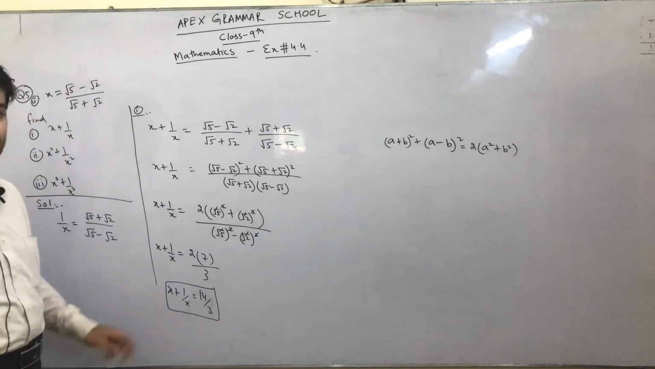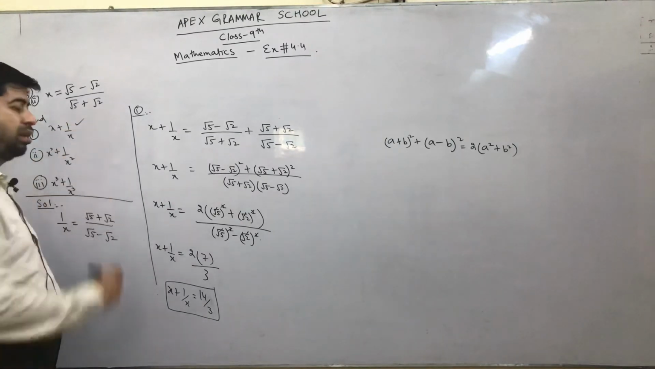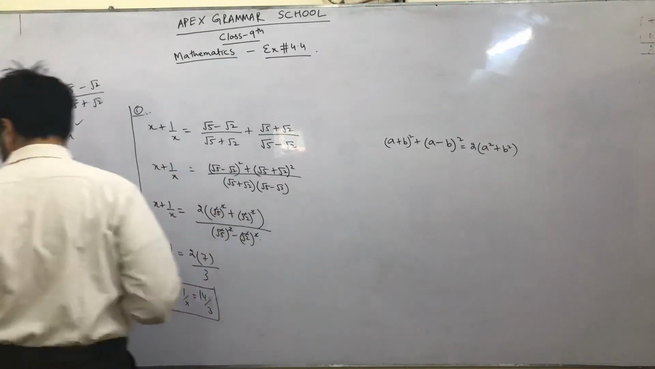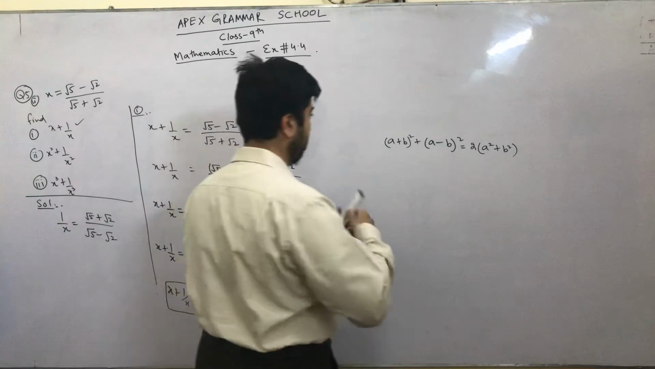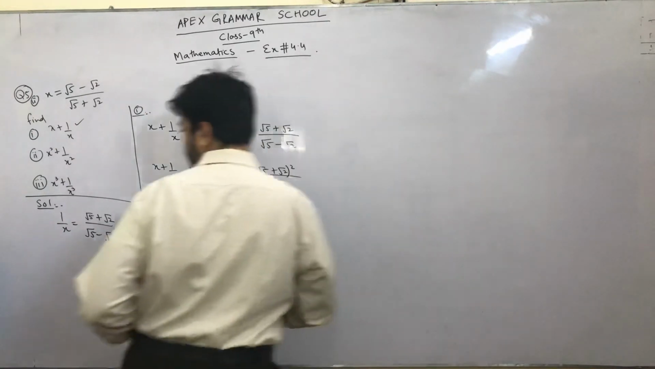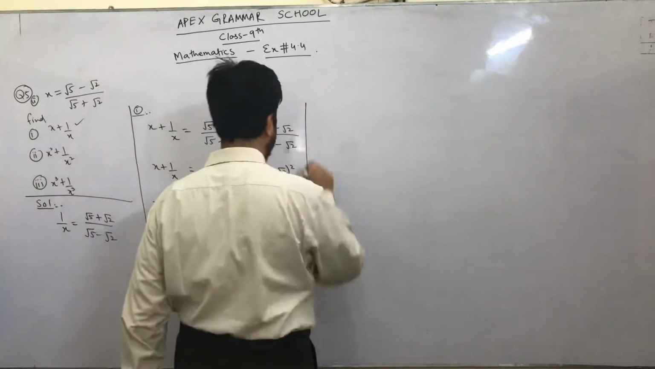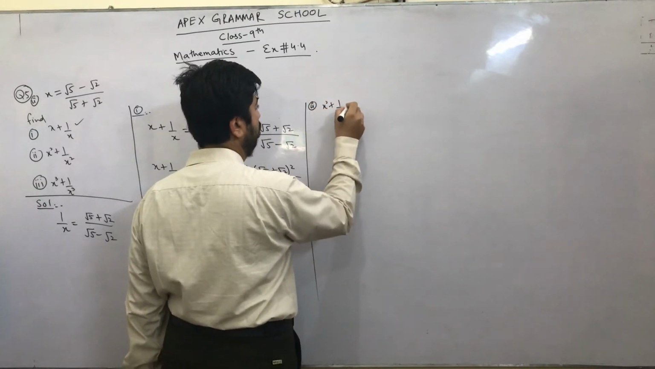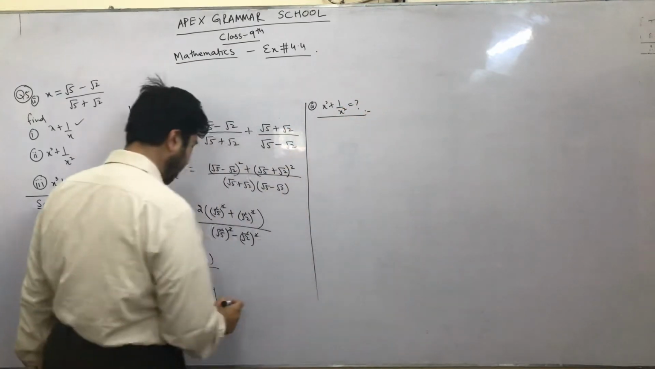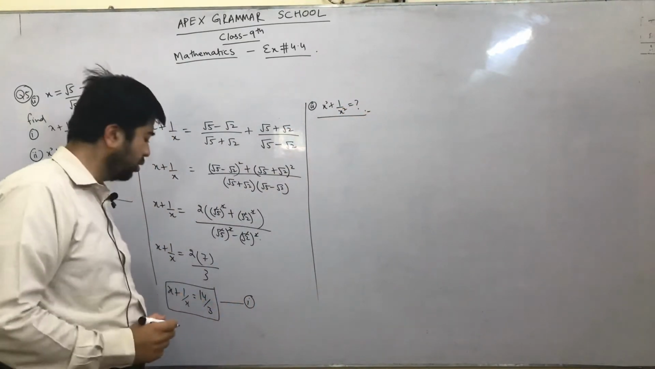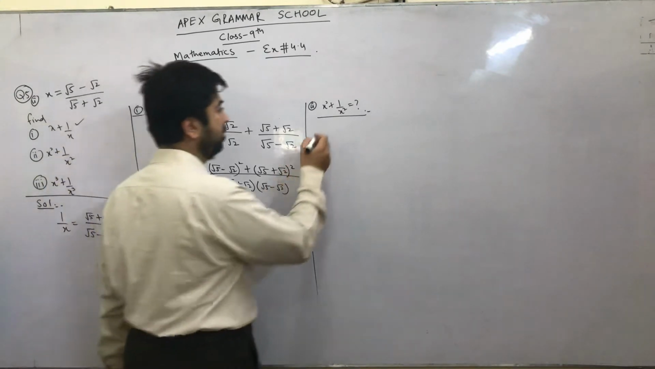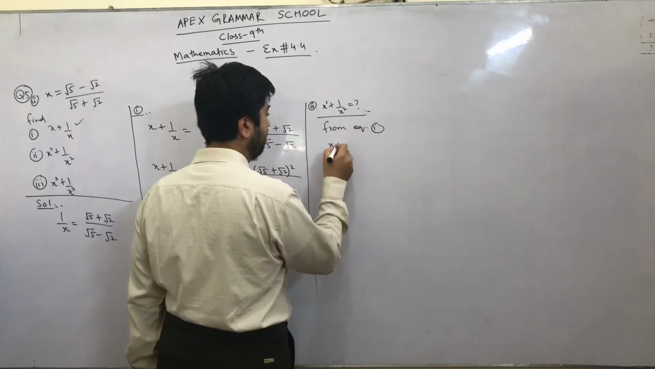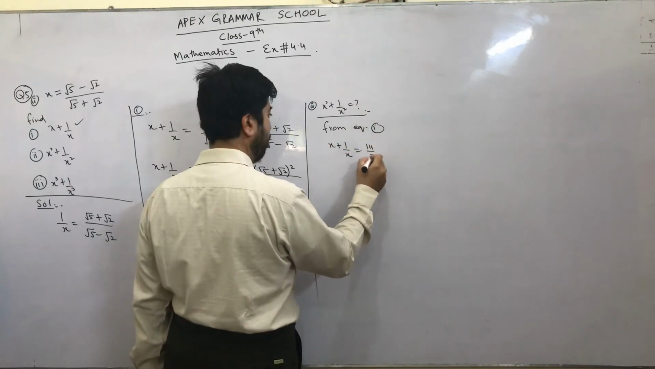Now, this was the value of x plus 1 over x. We have it. After that, we need x square plus 1 over x square. So, part 2 is x square plus 1 over x square. How can we find this value? Again, we need this value first. So, from equation number 1, that is x plus 1 over x is equal to 14 over 3.